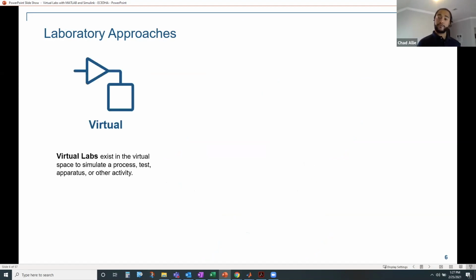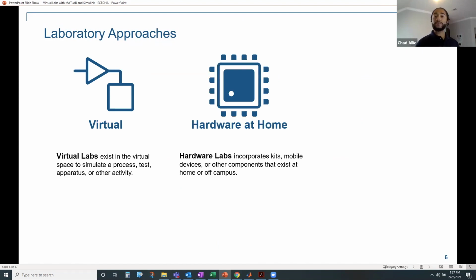The first one is the virtual one, which is what Doug has showed you in regards to focusing on purely the simulation environment, where you don't have any hardware involved, but you can still teach some of the same concepts. The other one is hardware at home. So think about kits, or breadboards, or any other kind of hardware equipment that students can take home in a portable fashion and actually be able to complete their lab work away from the campus.